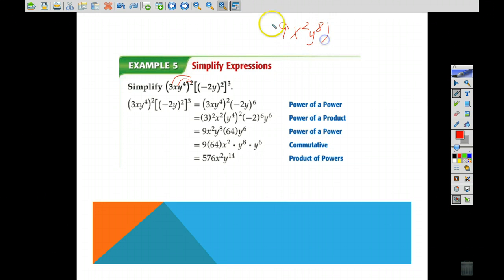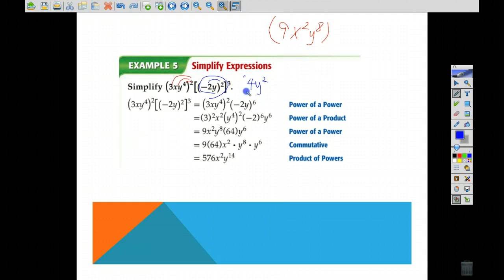Okay, this number, now you're going to multiply that by whatever I have here. Okay, so I'm going to first do the small powers first. So -2 to the second power becomes 4 y to the second power. Okay, that's what came out of here.